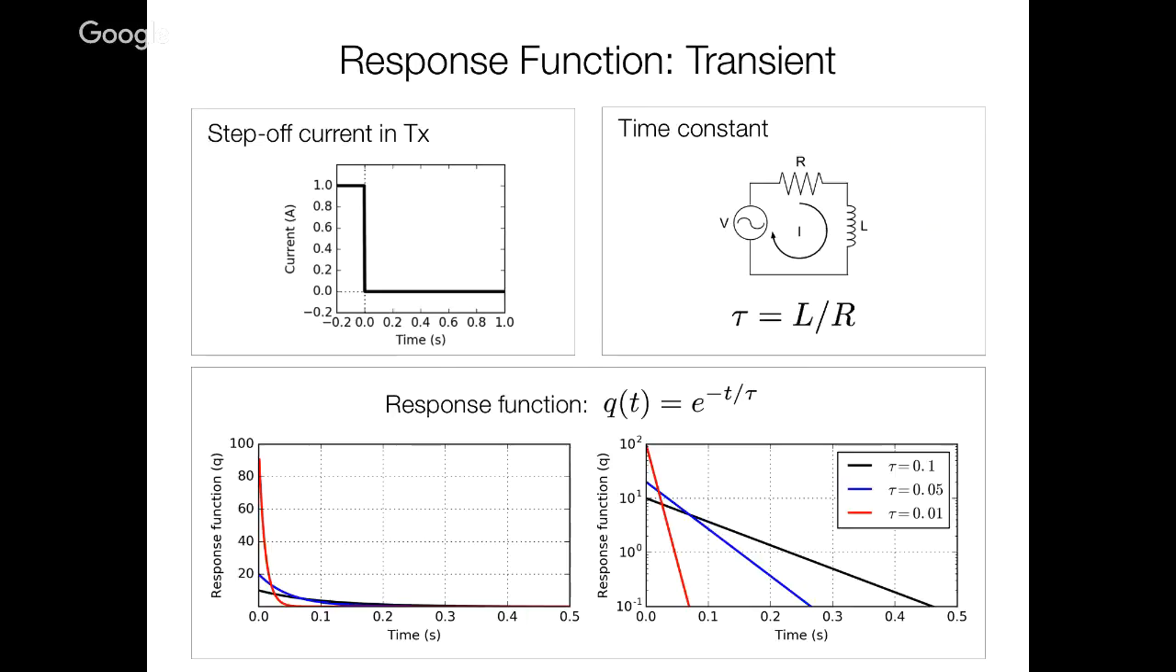If we plot it in a linear format, it looks like this. These are just e to the minus t upon tau with different taus spanning an order of magnitude. If I plot it in log time, if I take the log of that, I now get straight lines. So a steep line here, the red, is a really short time constant, and a shallow line is a really long time constant. And remember, the time constant depends upon L upon R.